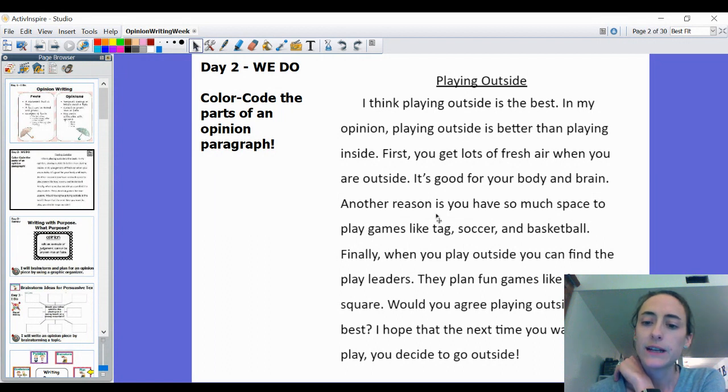And then when we said you have so much space to play games, we gave some examples in the same sentence by saying like tag, soccer, and basketball. Your example doesn't always have to be in a separate sentence. But then this one says, finally, when you play outside, you can find the play leaders. They play fun games like Foursquare. So this sentence was an example of what you can do with a play leader, because your reason said that a good thing about playing outside is that you can find a play leader.